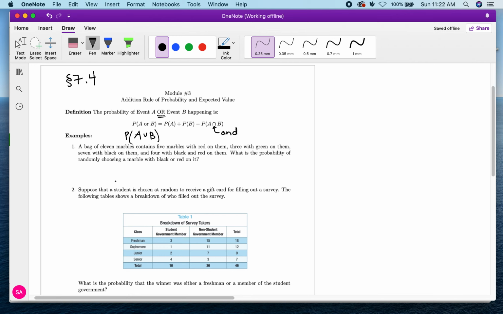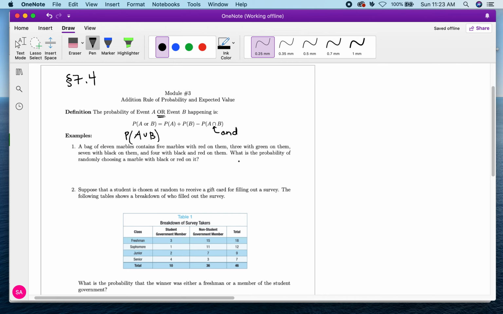Okay, so let's just look at some examples. Number one, a bag of 11 marbles contains 5 marbles with red on them, 3 with green on them, 7 with black on them, and 4 with black and red on them. So it sounds like these are multicolored marbles. They each have different colors on them. So there's some overlap here. So, like this last little bit, 4 of them have both black and red on them.